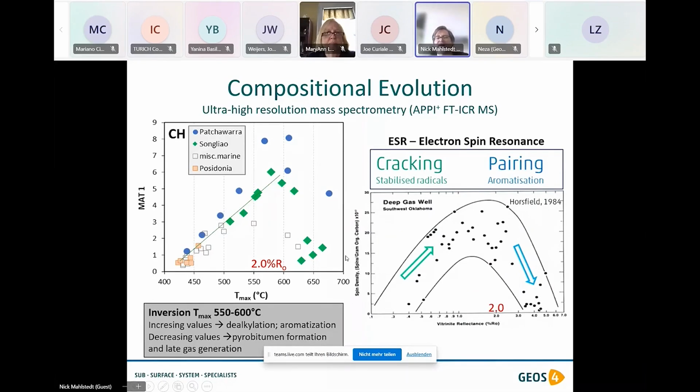A similar inversion at similar maturities can be also seen for organic matter in shales by increasing spin densities representing stabilized radicals in the course of cracking, and loss of those stabilized radicals in the course of condensation leading to pairing of those radicals.